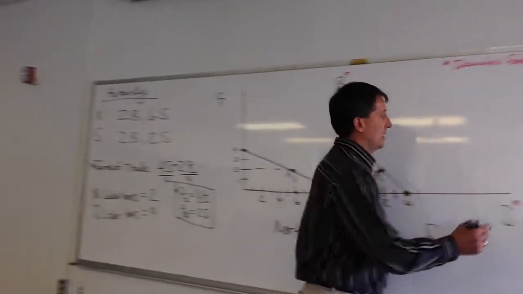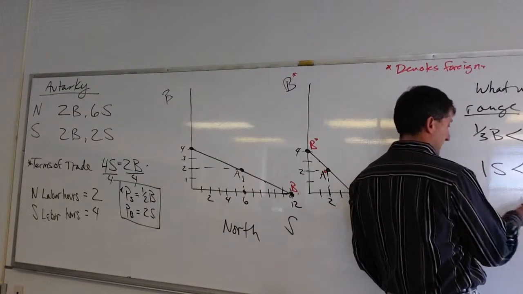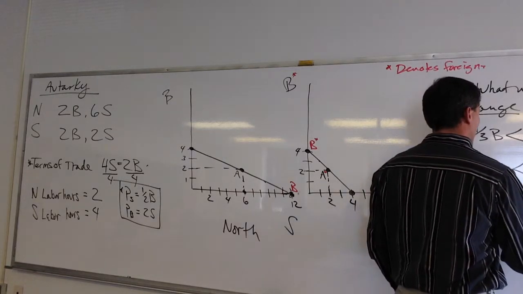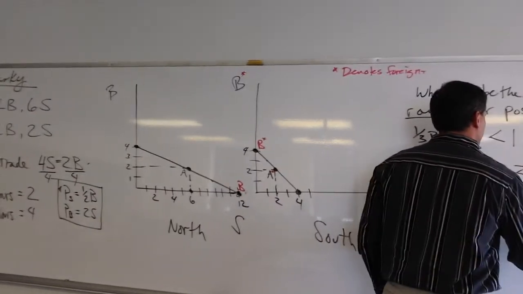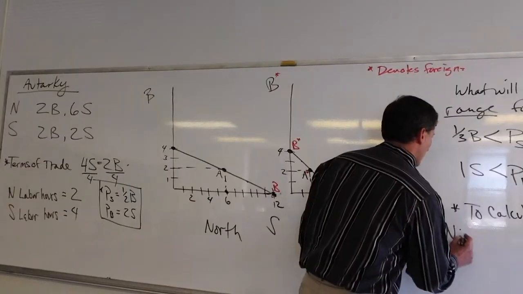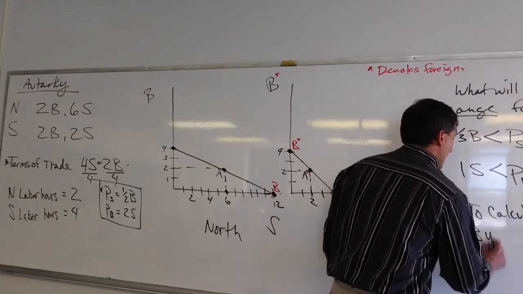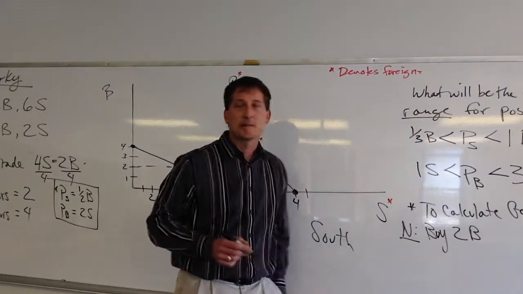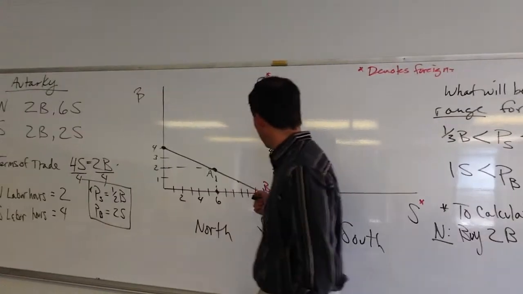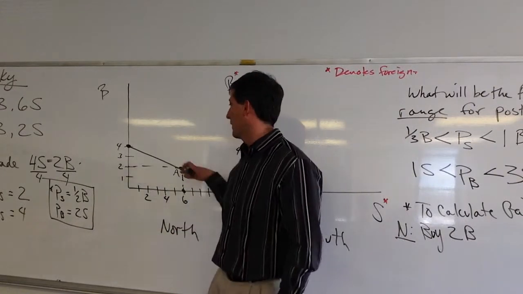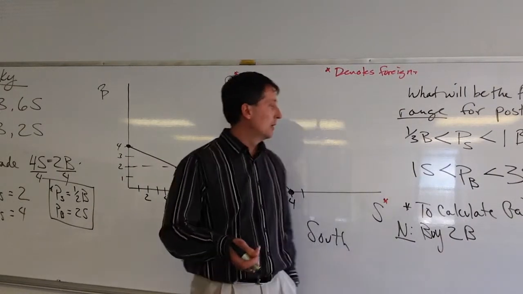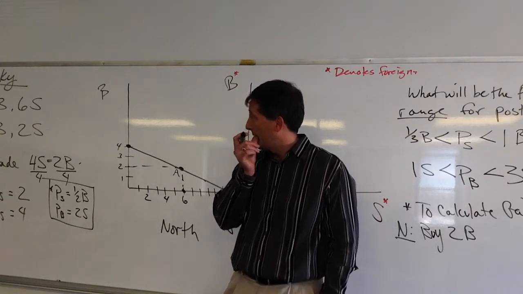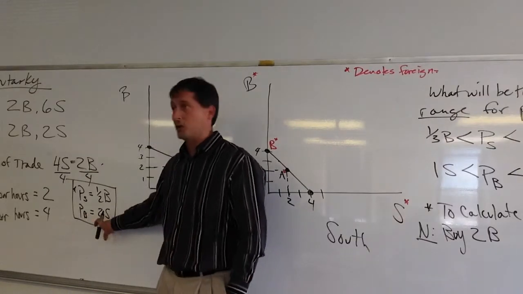So for the north, to calculate the gain, we're going to buy 2 bread. We're going to buy 2 loaves of bread, right? We're going to get back up to where we were without any trade. What's the price of bread? 2 shirts. All right, so the price of bread is 2 shirts.